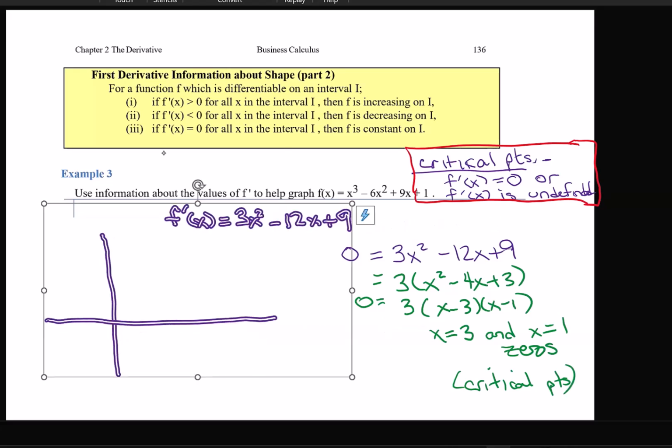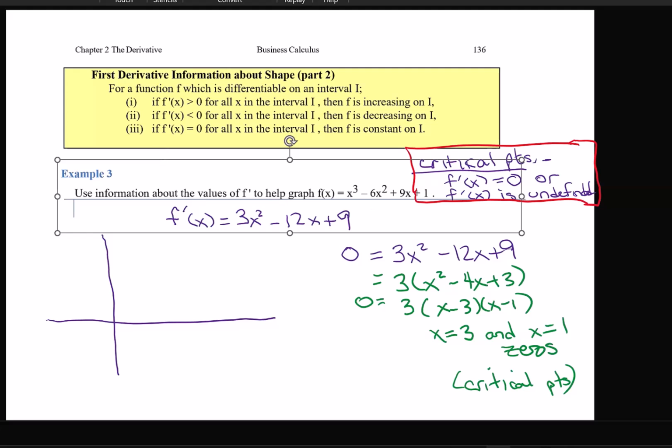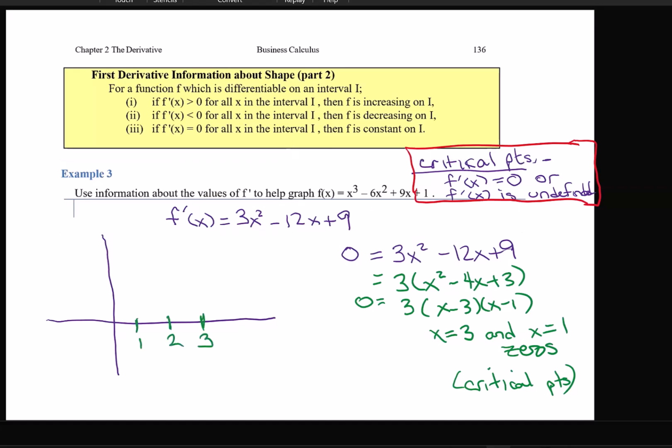So I start off, and I know since I have a 0 at 1 and 3, I have maximum and minimum values. How do I know if I have a maximum value? How do I know if I have a minimum value? I can put it on a number line. So if I have a number line, and this is 1, and this is 3, I know I have zeros here.